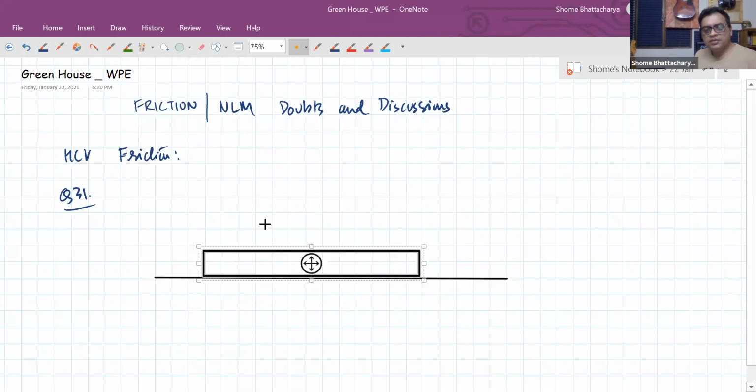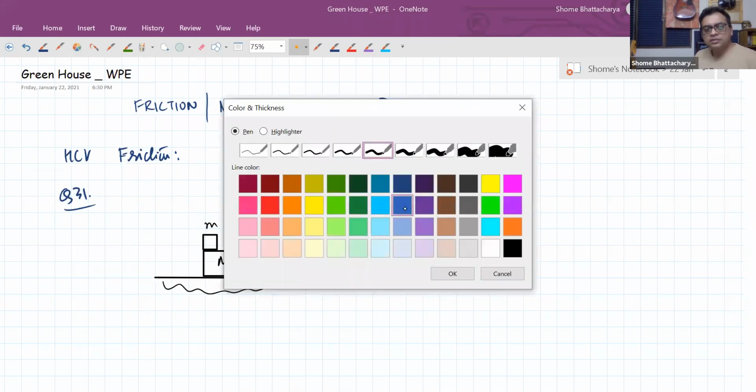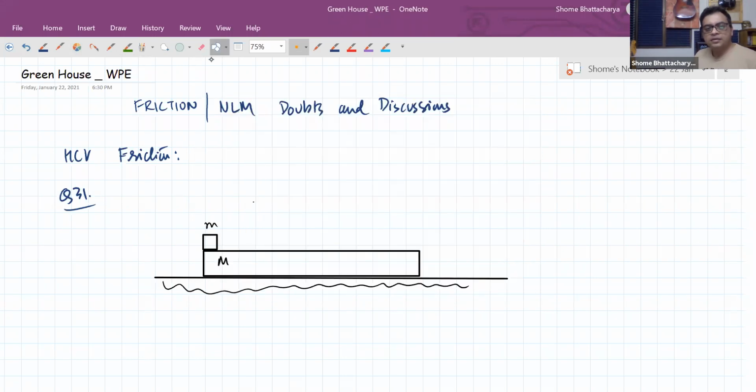So you have a plank kind of thing and a smaller block on top of it. In the question, you can ignore the size of the smaller block compared to the length of the plank. The plank has mass capital M, the smaller block has mass small m, and we are taking the length of the plank as L, whereas the size of the smaller block is neglected in comparison to that. So you can treat it like a particle. Its dimensions are negligible.